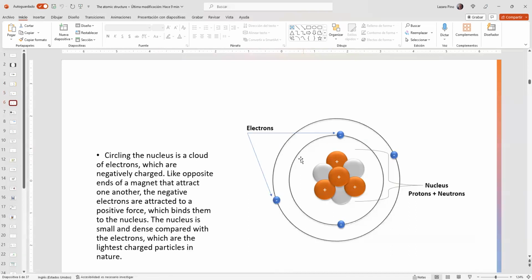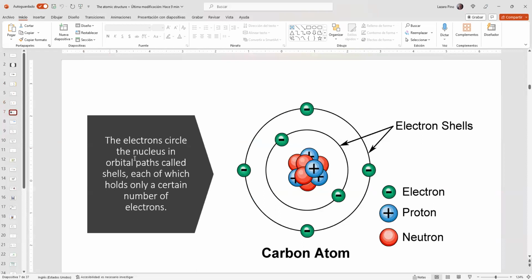As you can see, the electrons are negatively charged, while the protons are positive and the neutrons have no charge. And if we compare the nucleus with the electron cloud, you can see the nucleus is a very small part. The electrons are in shells around the nucleus. They are negative, as I told you before.